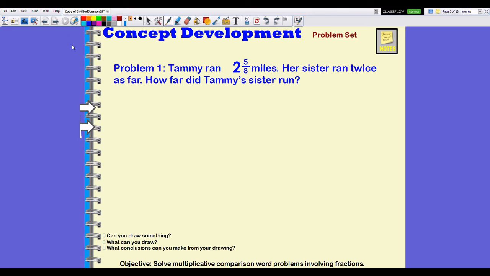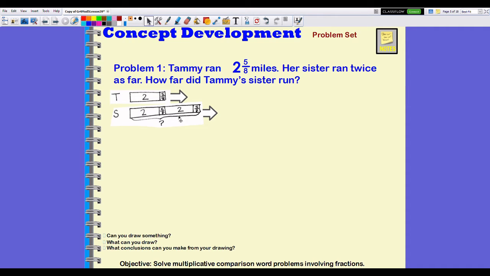Concept development. Problem set. Problem 1. Tammy ran 2 5/8 miles. Her sister ran twice as far. How far did Tammy's sister run? So first we're going to draw this out. We know Tammy ran 2 5/8 miles. We don't know how far her sister ran. All we know is her sister ran twice as far as Tammy. So we know the sister at least ran 2 5/8 miles.